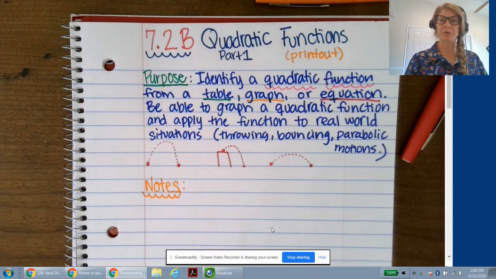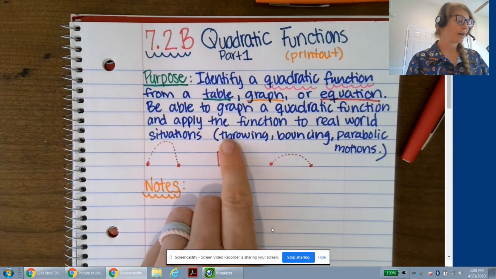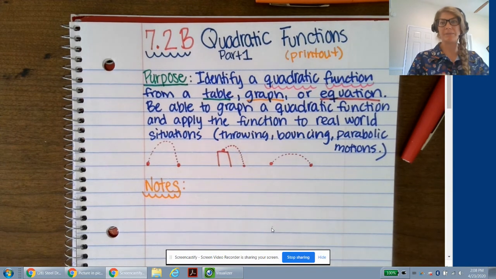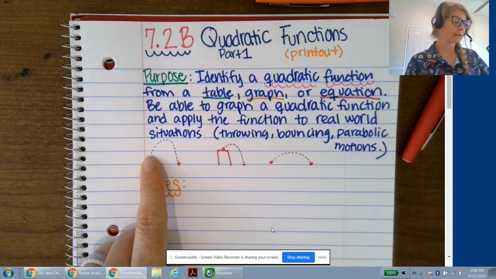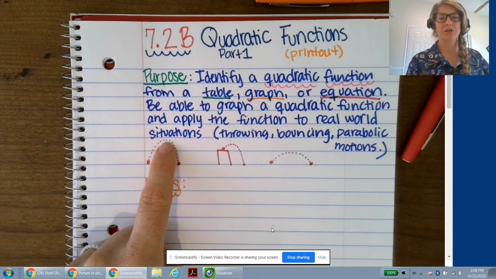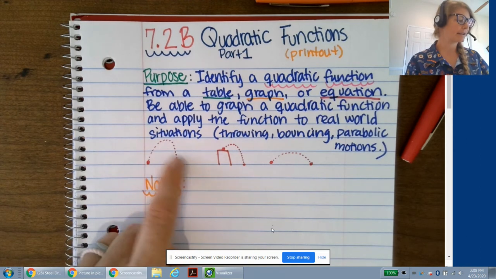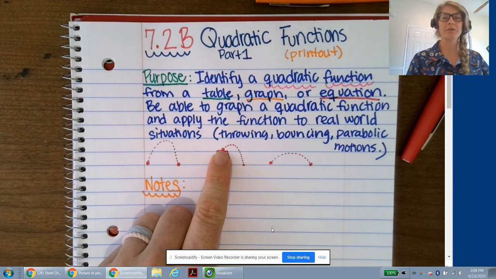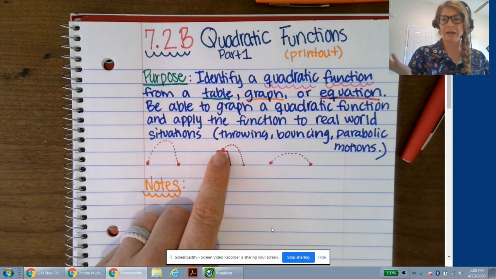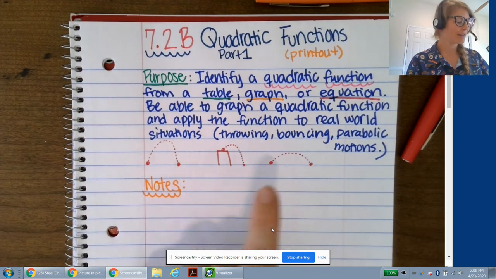So what's really cool is that quadratic functions are very applicable in our everyday life. Whenever you're throwing, bouncing, kicking something, it follows a parabolic motion. So if I kick the soccer ball, it's going to go up, it's going to reach an apex, and then it's going to start to come down, and it's going to have this symmetric shape. If I was up on top of my roof and I decided to throw something off of it, it's going to also follow this parabolic motion.